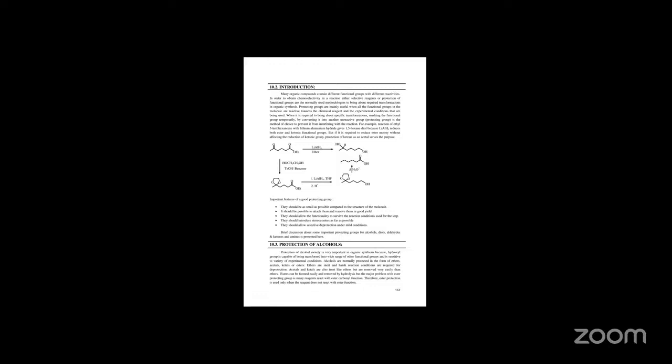So in this condition, the compound has a ketone and an ester. When it is subjected to lithium aluminum hydride reduction, both undergo reduction and are converted into hydroxy groups. But I want to reduce the ester, while the ketone remains in the product. For this case, first I protect the ketone.